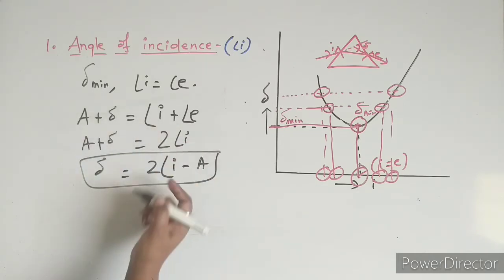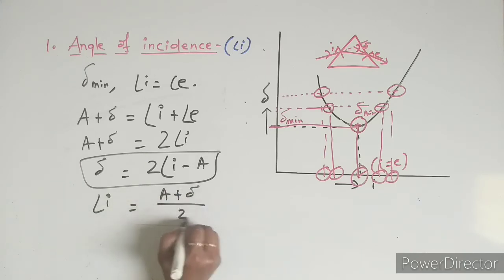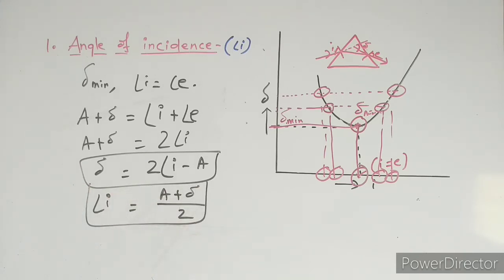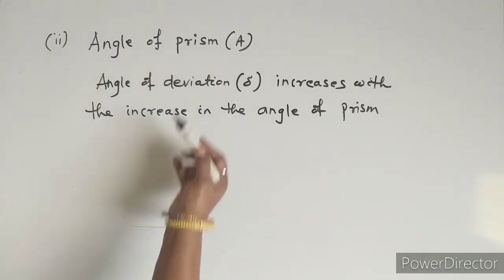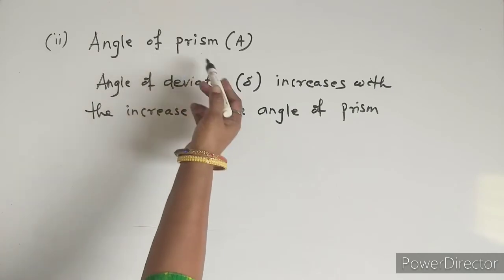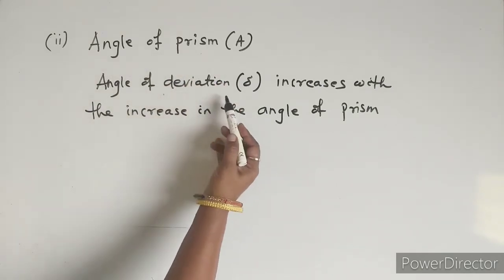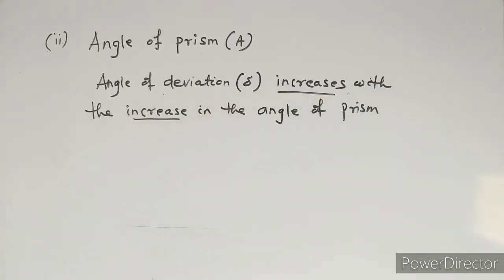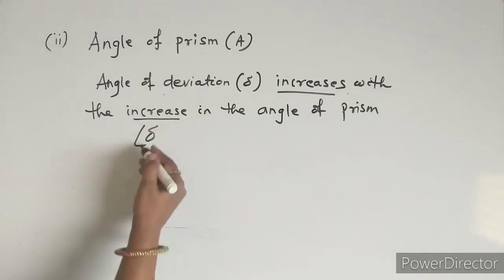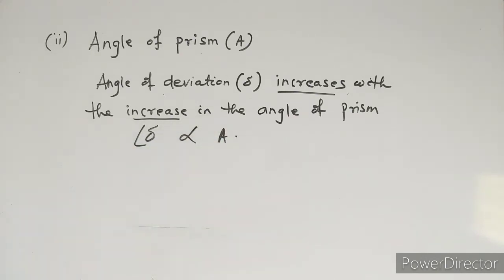Otherwise, if you want to find out the angle of incidence, you can take I equal to A plus delta by 2. This also can be another formula. This is the angle of prism. The deviation depends upon this angle of prism. The angle of deviation increases with the increase in the angle of the prism. So we can say this angle of deviation is directly proportional to the angle of the prism.